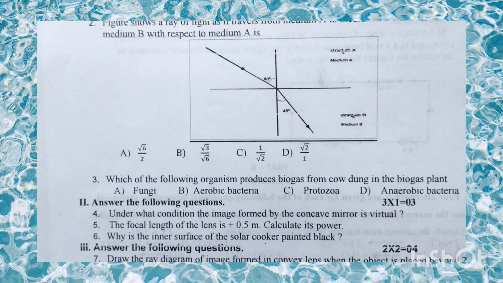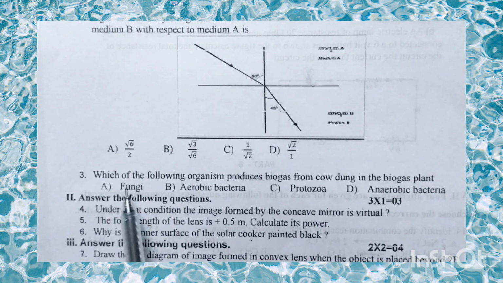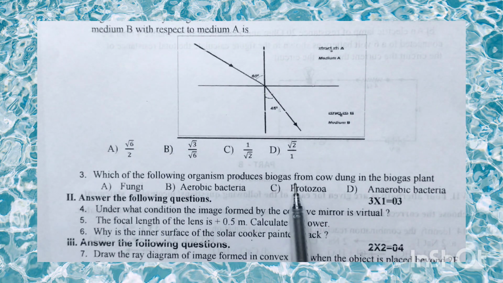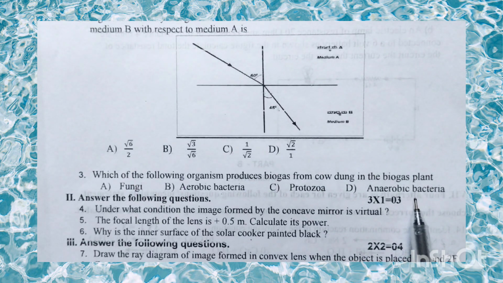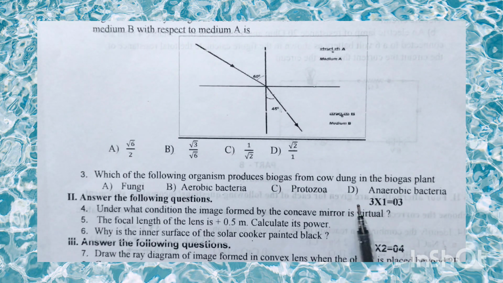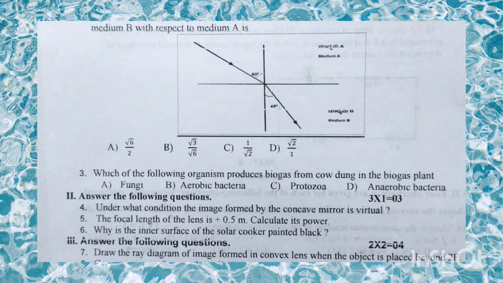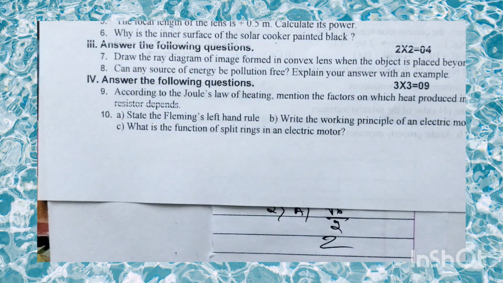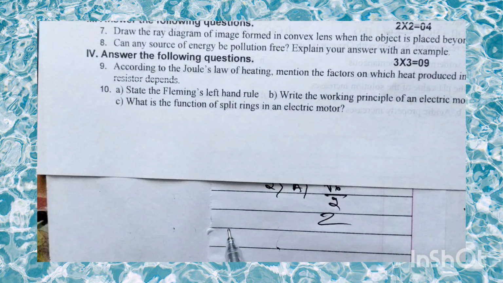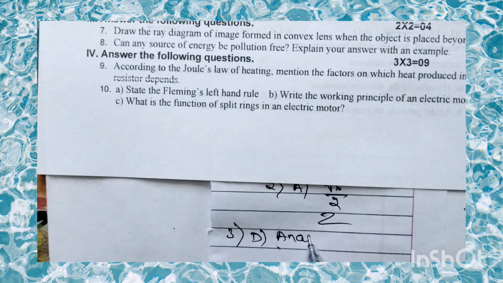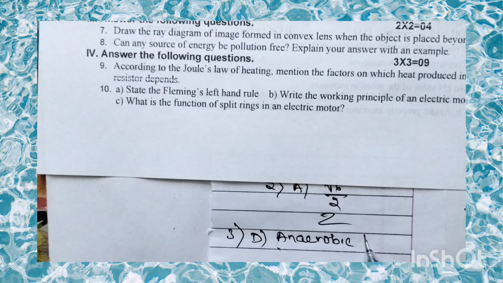Now let us move to the third question. Which of the following organisms produces biogas from cow dung in a biogas plant? Fungi, aerobic bacteria, protozoa, anaerobic bacteria. The right answer for the third question is option D, anaerobic bacteria.